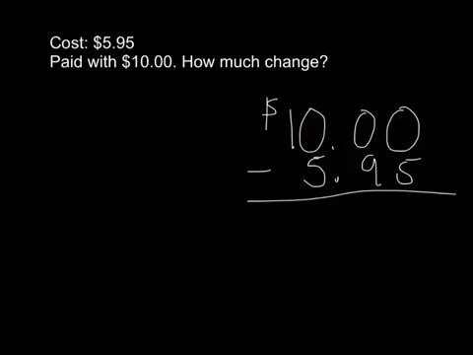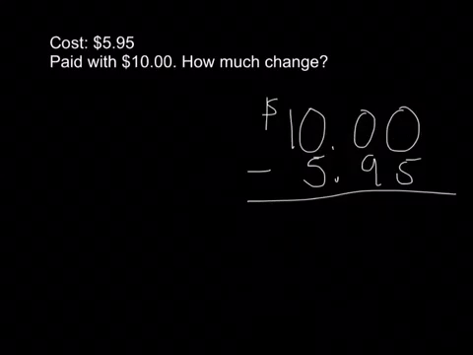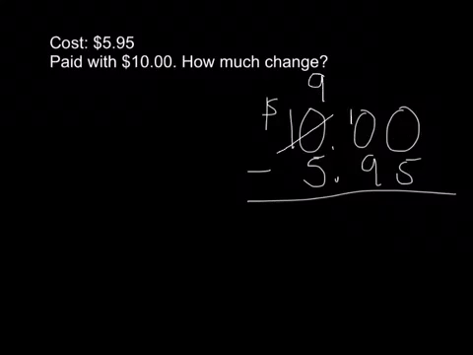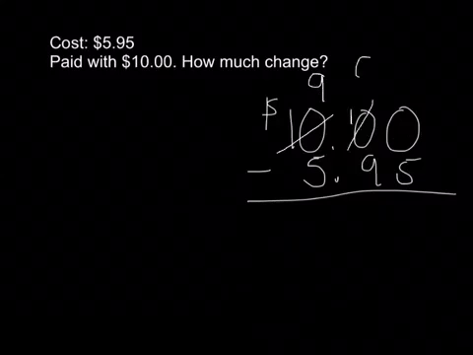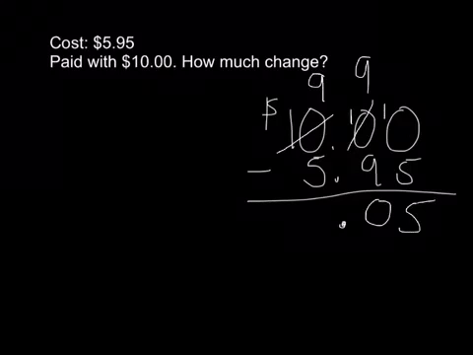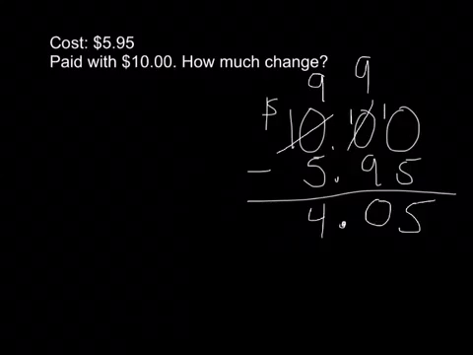Okay, so I see, like I just said, those zeros. So I'm going to do this, and this is kind of my shortcut. If this confuses you, you don't have to do it, but I like it. So I'm going to take this 10, so I know it's a 10, and I'm going to make it a 9. And then I'm going to make this a 10, borrow from it, and so that way I can subtract. So 10 take away 5 is 5, 9 take away 9 is 0, bring down the decimal, 9 take away 5 is 4, and I'm left with $4.05.